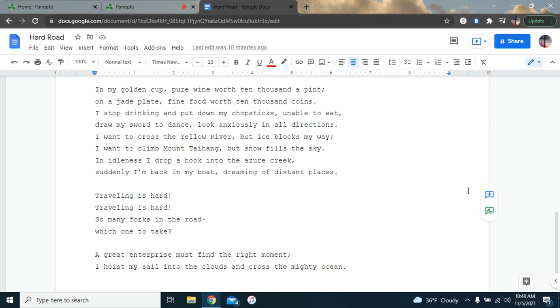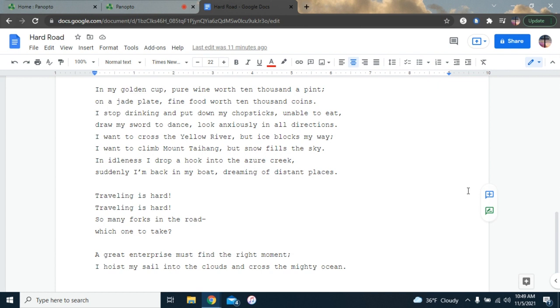And if you're familiar with The Road Not Taken by Robert Frost, it kind of points back to the idea that there's decisions that he can make, but in the end, it's all up to him. So it's which one to take, so many forks in the road. So the choice is really up to him.